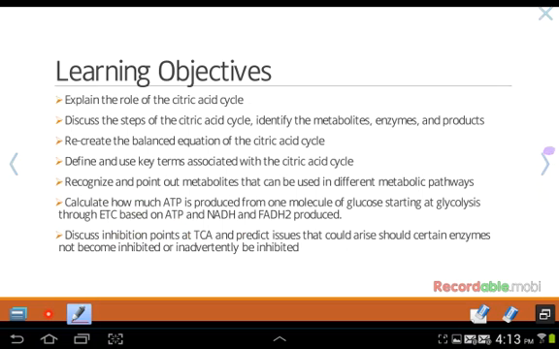Here are your learning objectives. Feel free to pause here, read these over, and make sure we understand what we need to keep in the back of our mind as we go through the rest of this lecture.